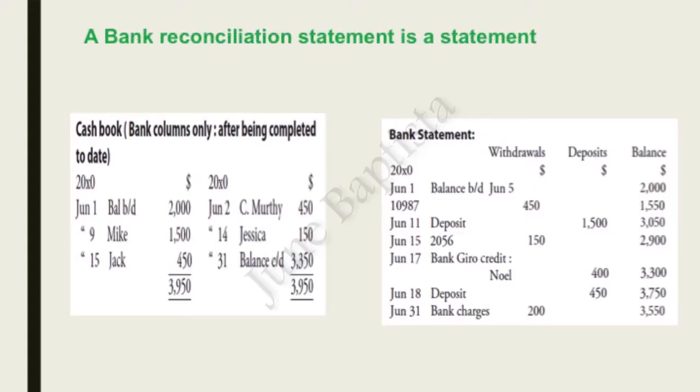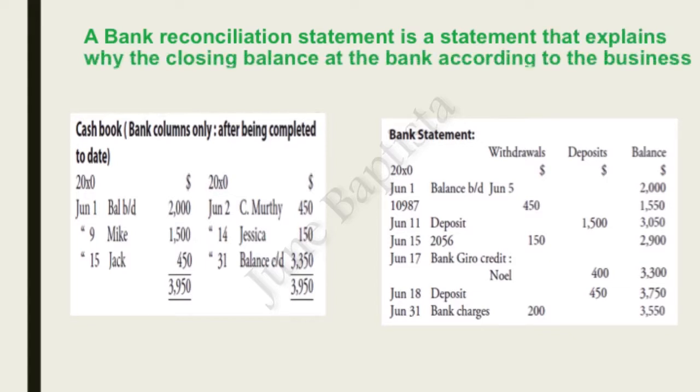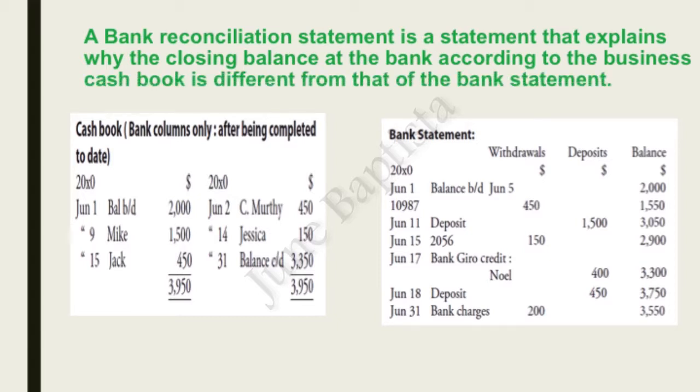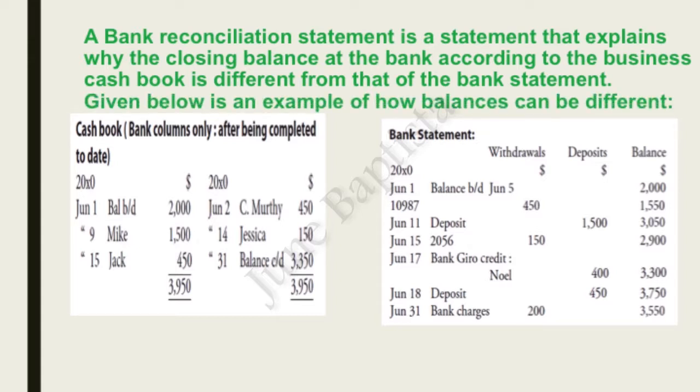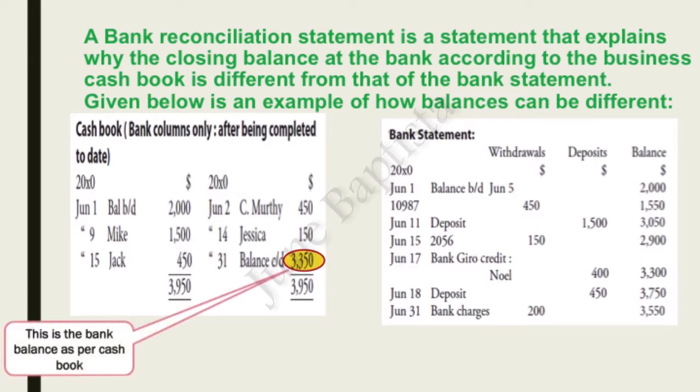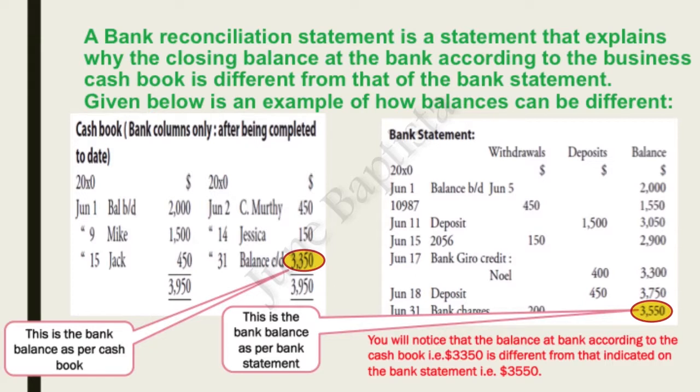A bank reconciliation statement is a statement that explains why the closing balance at the bank, according to the business cash book, is different from that of the bank statement. Given below is an example of how balances can be different. This is the balance at bank as per cash book, $3,350. This is the balance at bank according to the bank statement, $3,550.